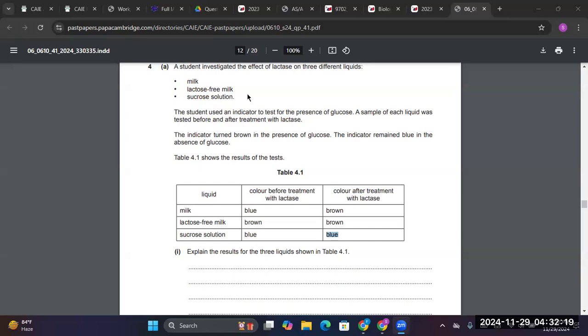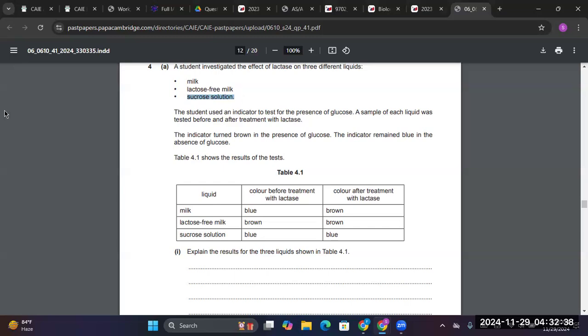So basically, what the question is saying is that we have three solutions. Okay. One is just pure milk. Okay. Then we have a lactose-free milk. And then we have a sucrose solution. Sucrose is a sugar. Okay. It's different than glucose, but it's just a sugar.